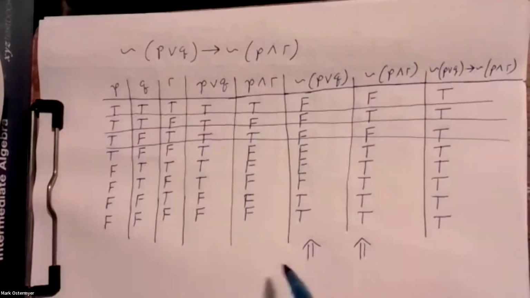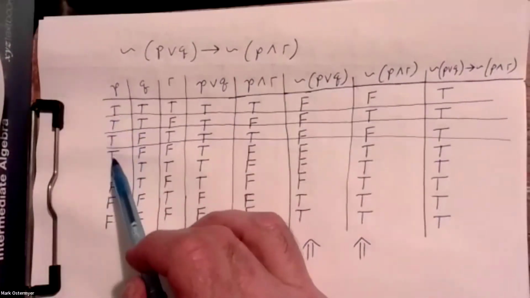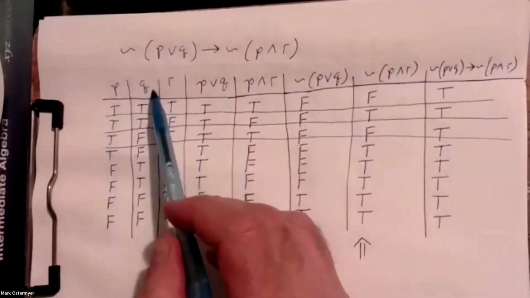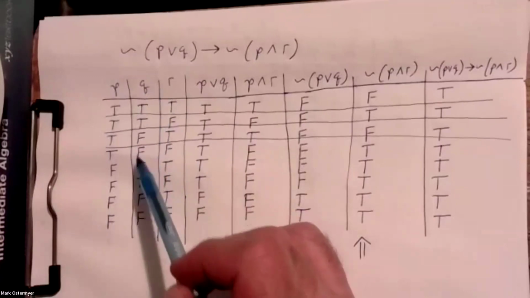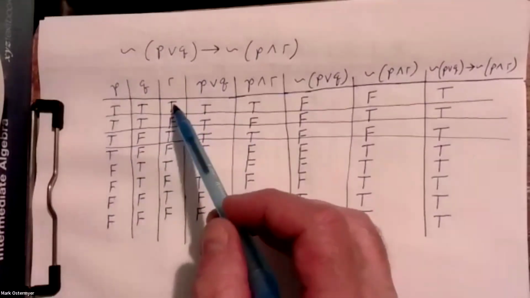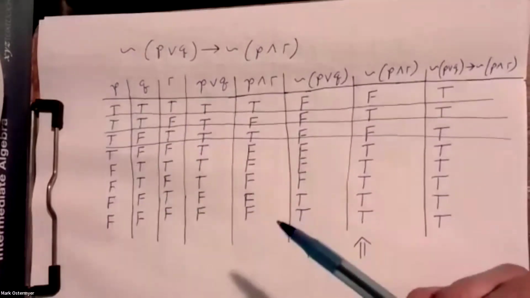All right. You got your P column: true, true, true, true, false, false, false, false. Always that way with three statements. Q column: true, true, false, false, true, true, false, false. Always that way. R column alternates: true, false, true, false, true, false, true, false. Always that way.